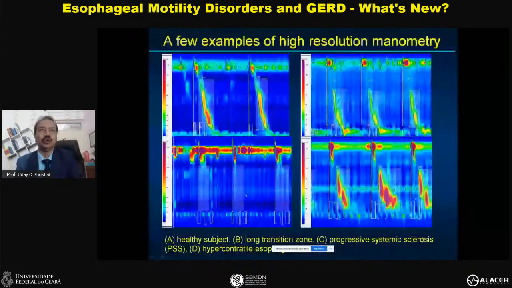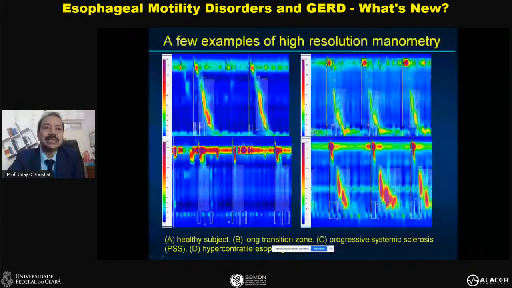Now let me show you a few examples and then stop here. This is a normal manometry. This is a patient where there is a long transition zone or peristaltic break. This is a patient where there is a total peristaltic failure with low LES pressure, which may be associated with progressive systemic sclerosis with esophageal involvement. But you can see a similar pattern in a patient of severe GERD or type 1 achalasia following dilatation and POEM.